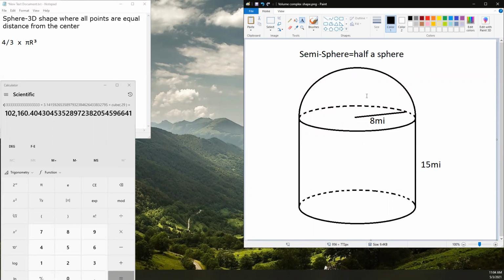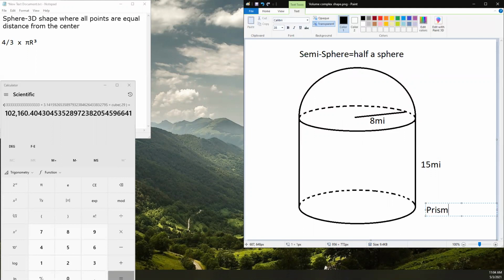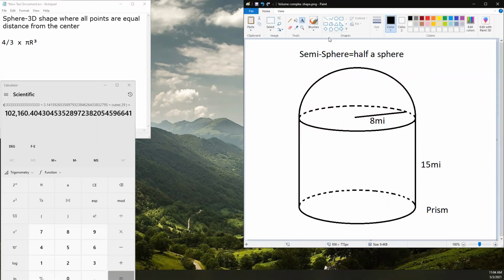Okay. So we got a semisphere on top and then a prism on bottom. So all we're going to do is those two formulas separate, and then we're going to add them together. Now, this prism has a circle as its base.